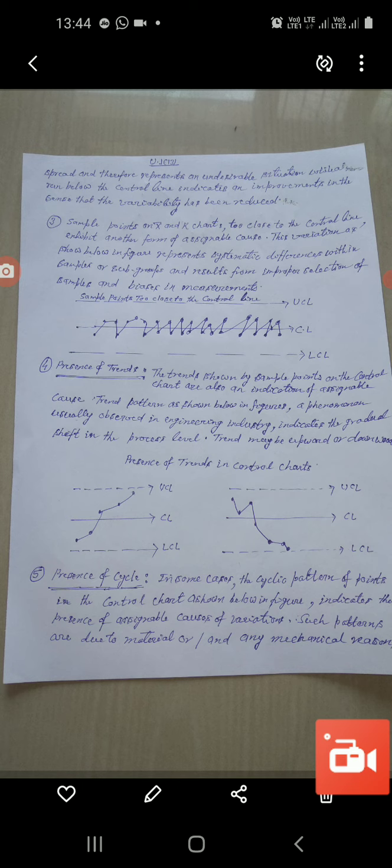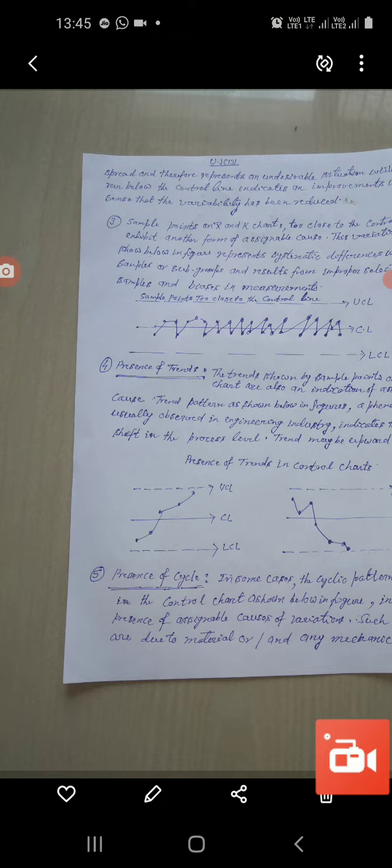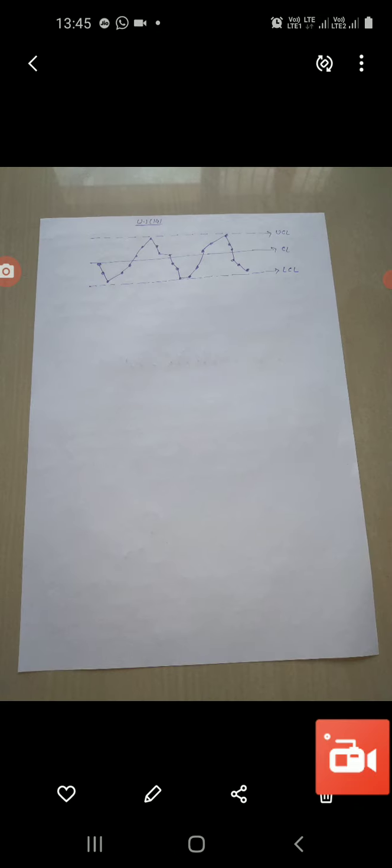Next point is presence of cycle. In some cases, the cyclic pattern of points in the control charts, as shown below in the figures, indicates the presence of assignable causes of variation, and such patterns are due to material or mechanical reasons, and this is shown in the figure clearly.